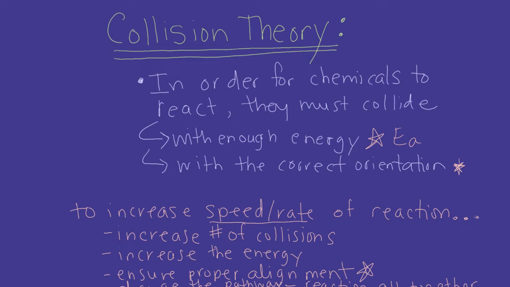Or you can also change the pathway. So reactions don't happen in one step. They happen in a series of steps. Well, if I can make it happen in a different series of steps, it's easier to occur. That would also make the reaction go faster. So all of these things are going to factor into why our six main, there are more than six, but six main factors increase the speed of reactions. And that'll be on the next slide.